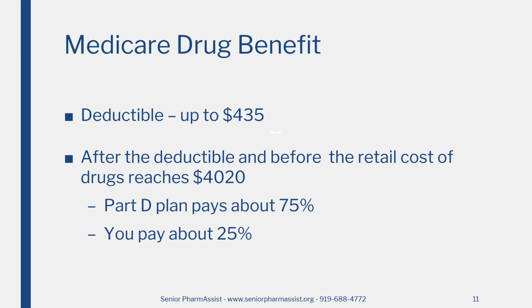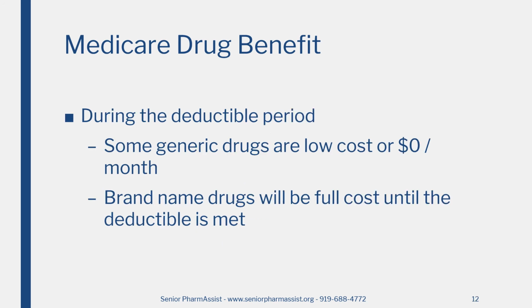As mentioned previously, Part D plans may charge an annual deductible of up to the amount shown. After you have paid your deductible, and before the retail cost of the drugs reach $4,020, your Part D plan will pay about 75% of the retail cost, and you will pay about 25% of the retail cost. This is called the initial coverage stage. During the deductible period, some generic drugs are low cost or $0 per month. Brand name drugs will be full cost until the deductible is met.